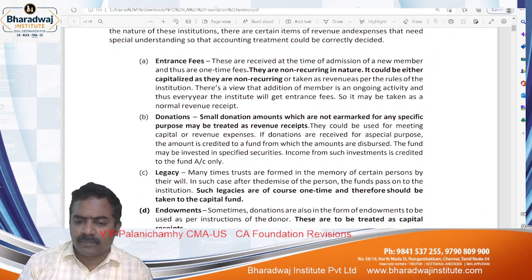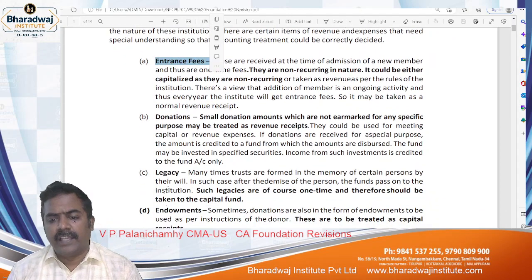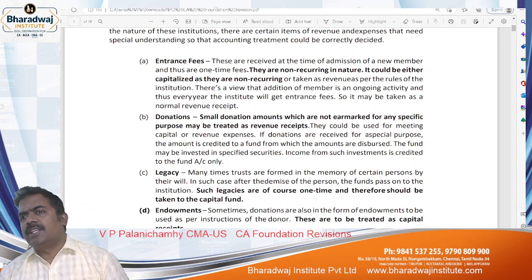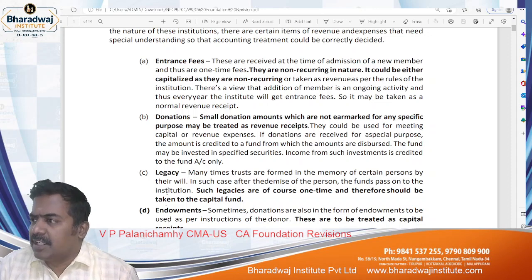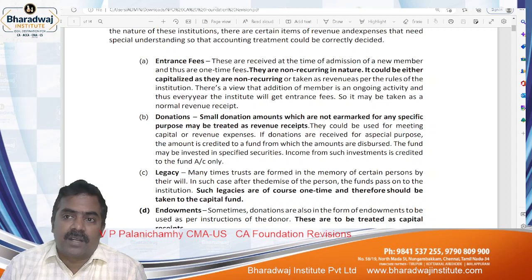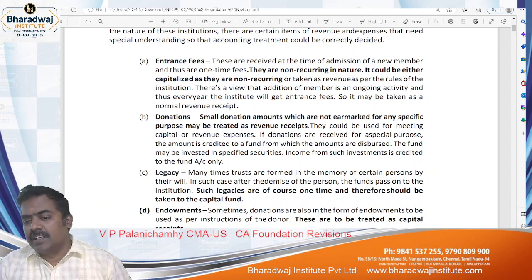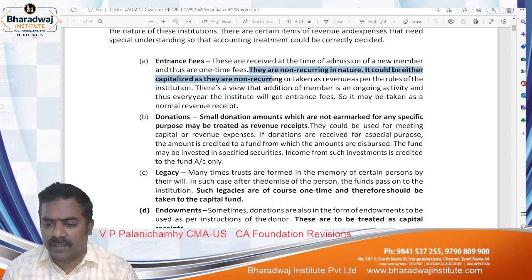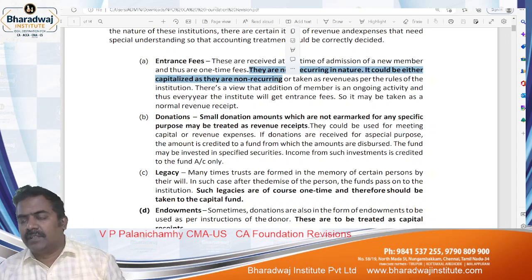What is the first one? Entrance fees. Entrance fees is paid one time. Is it a non-recurring receipt or a recurring receipt? Non-recurring receipt that will be added to the capital fund. Why is it so, sir?